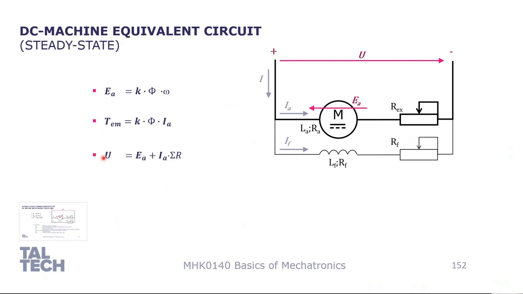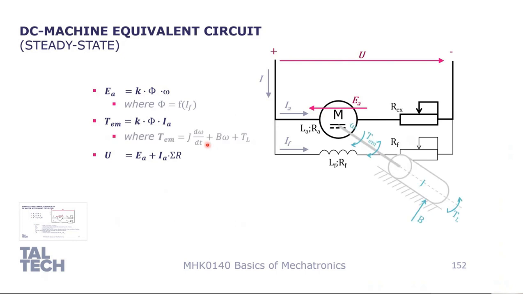And based on Kirchhoff's law, we have the voltage and electromotive force equations. So we have the voltage, we have the EMF from the armature, and we have the voltage drop in this contour where the armature winding is.